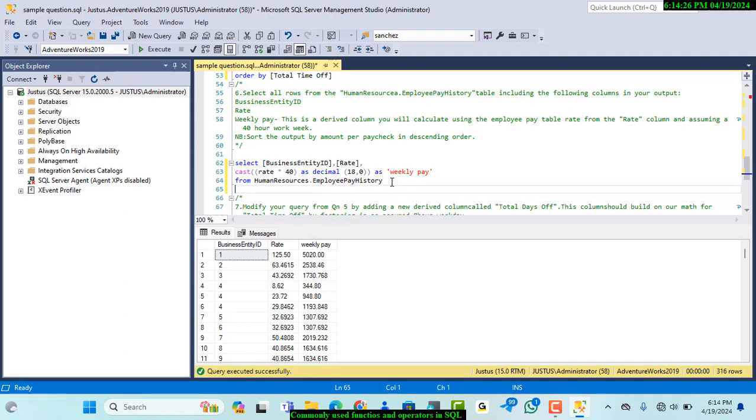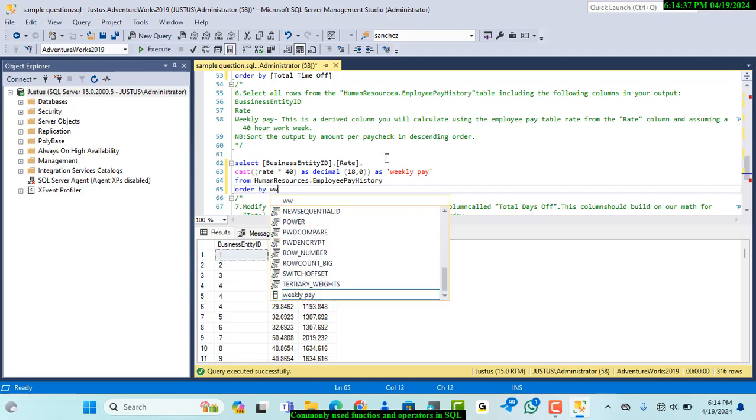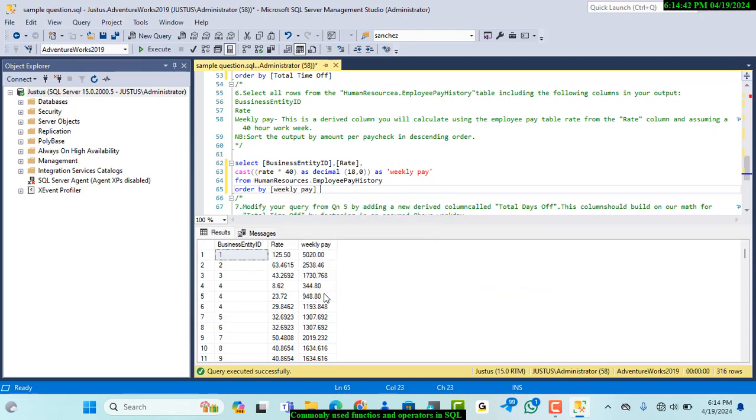Then I need to specify the order. I can order by, so I'm supposed to order it by what? By weekly pay. In which order? In descending order. So I'm going to order in descending order, then I execute. Good. So you can see the column has been rounded to 0 decimal places, to a whole number.